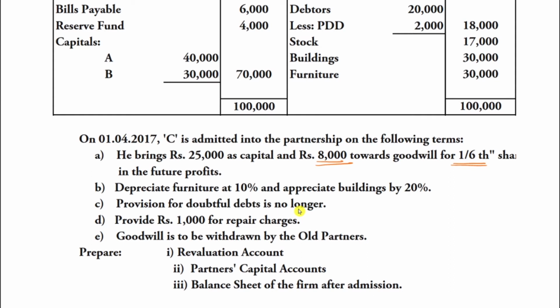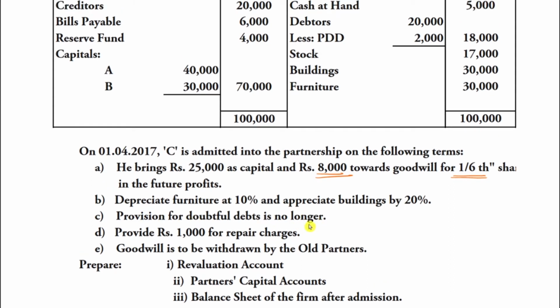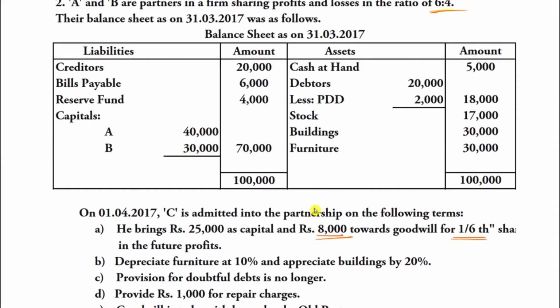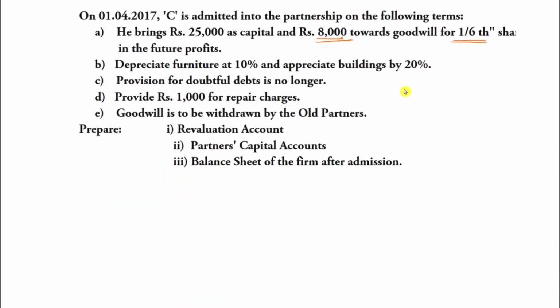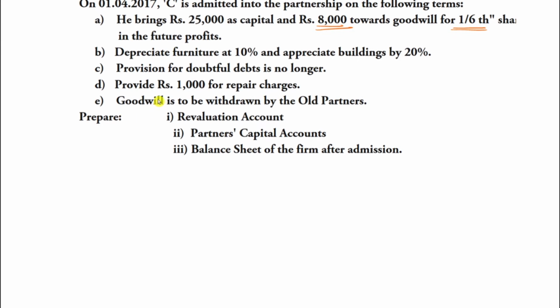They did not mention the amount here, but in the balance sheet they did mention 2,000 rupees as a provision for doubtful debts. This 2,000 was already deducted in last year's balance sheet, but it will no longer be considered. So that means you need to add this back. I'll show you a way to add it right now. Just remember that. Next, provide 1,000 rupees for repair charges. So repair charges will be 1,000 rupees.